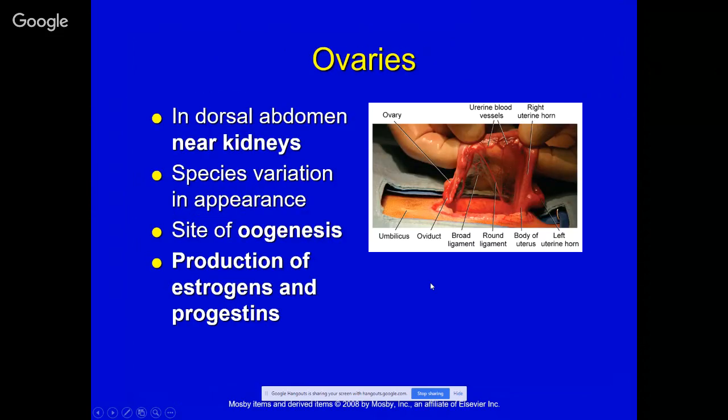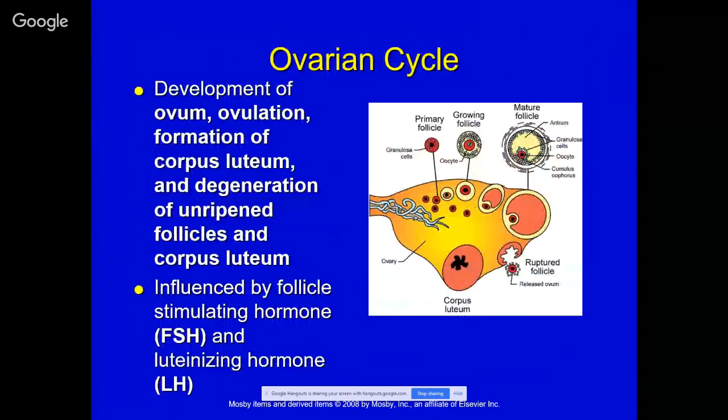Ovaries are in the dorsal abdomen near the kidneys, and that's where the testes start as well. There's a species variation in appearance. It is the site of oogenesis, and it helps produce estrogens and progestins, which you should remember from the intro class. Here's the ovarian cycle, and we've talked about this, and I like to go over it again and again because it's really important. The cycle is the development of the ovum, ovulation, the formation of the corpus luteum after ovulation, and then degeneration of unripened follicles in the corpus luteum if we do not have a pregnancy or after a pregnancy.